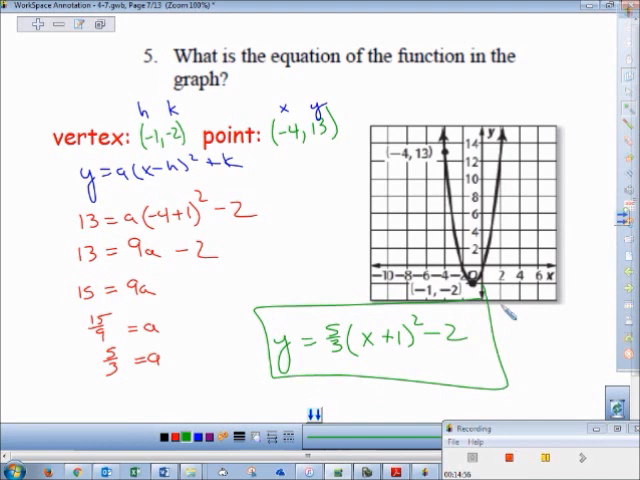A simple ACT question would give you an equation in vertex form and say, what's the vertex of this parabola? If you've never seen vertex form before, that'd be a hard question to answer. But you know the vertex is -1, -2.